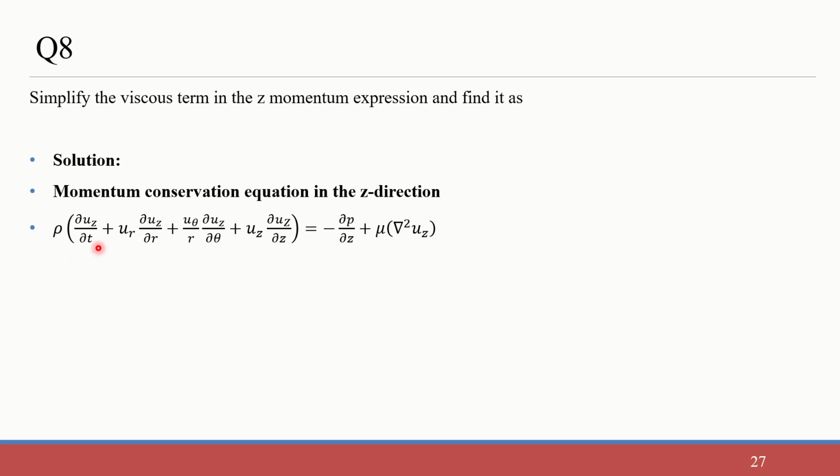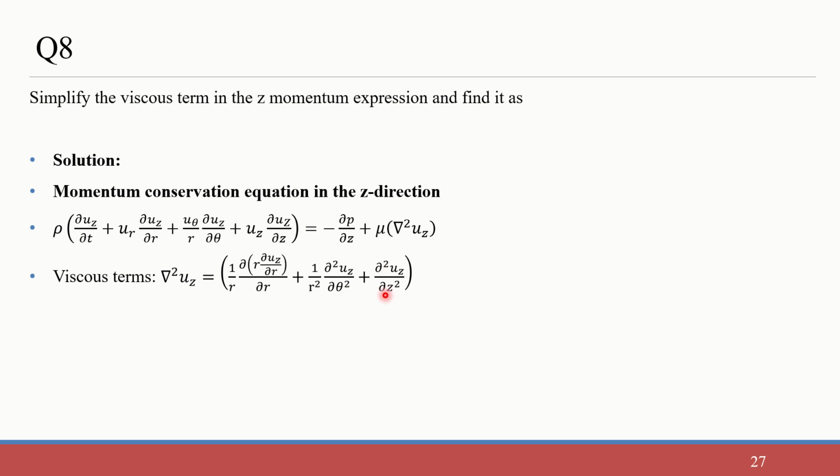Rho into ∂u_z/∂t plus u_r into ∂u_z/∂r plus u_theta by r into ∂u_z/∂theta plus u_z into ∂u_z/∂z equal to minus ∂p/∂z plus mu into del square u_z. So we have this particular term alone, the viscous terms. Del square u_z equals 1 by r of ∂/∂r of r into ∂u_z/∂r plus 1 by r square of ∂²u_z/∂theta² plus ∂²u_z/∂z².